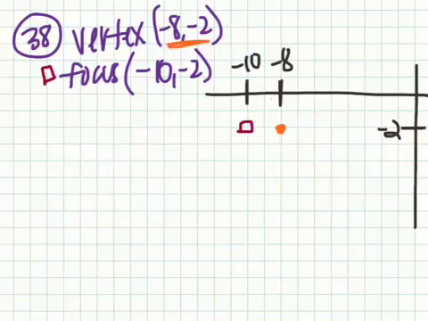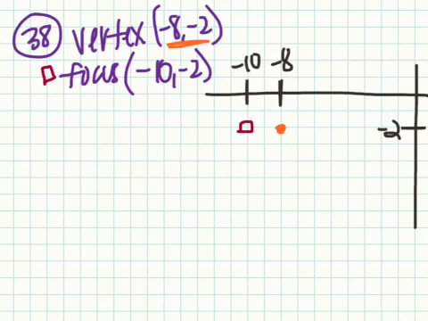Number 38 asks us to find the equation for each parabola described. The best thing you can do for this one is to sketch it yourself. I know I didn't give you a grid, but it's easy enough to sketch that you should be able to do that without a provided grid. So I went ahead and plotted the vertex and the focus.